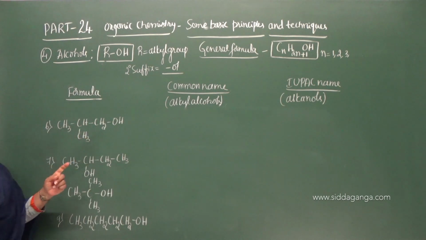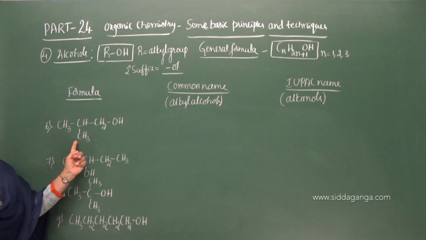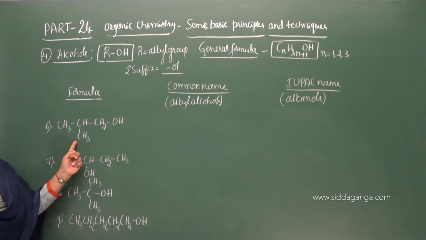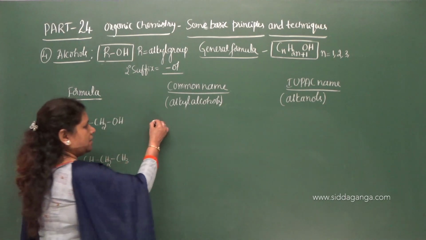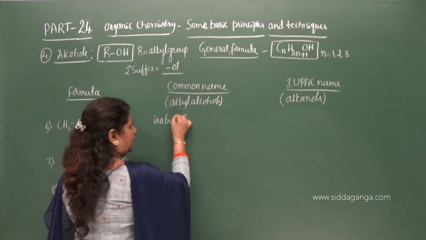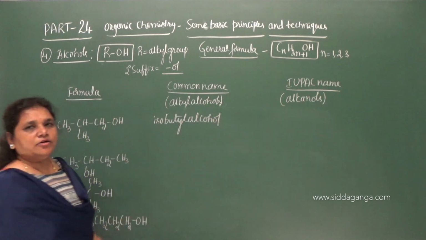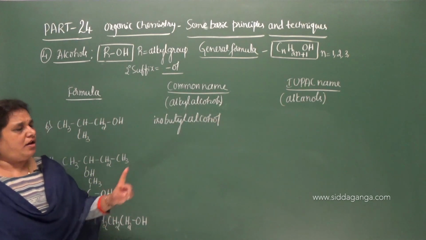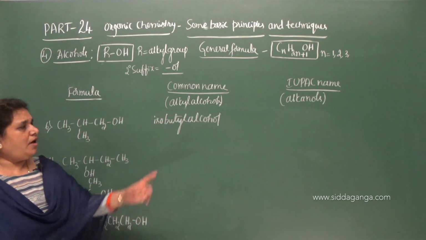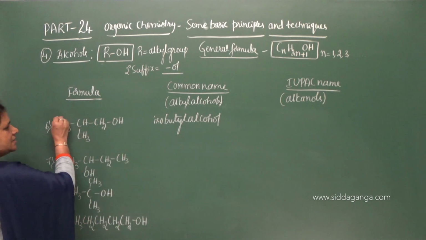What is this alkyl group which contains 4 carbon atoms? The common name of the alkyl group is butyl, but the carbon chain is branched and hence it is isobutyl. The name of the alkyl group followed by the word alcohol becomes the common name, isobutyl alcohol.